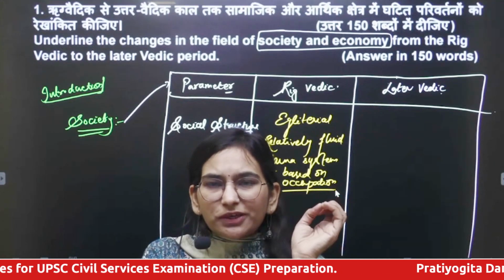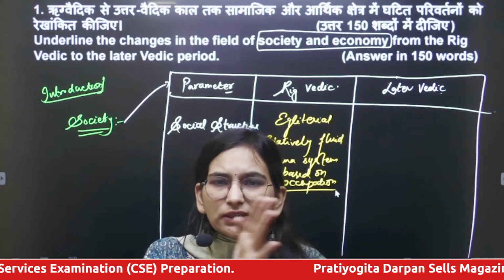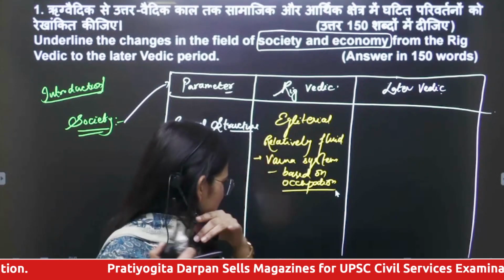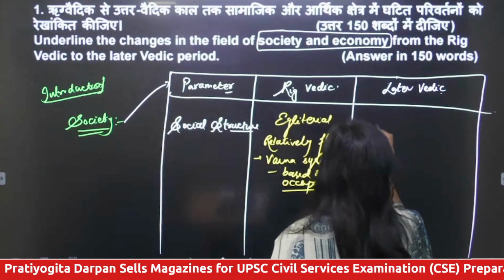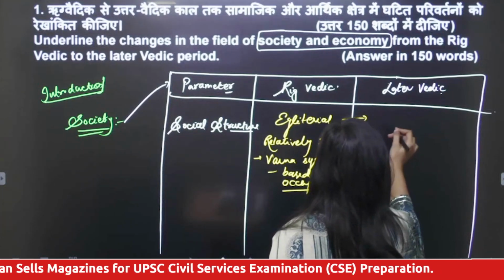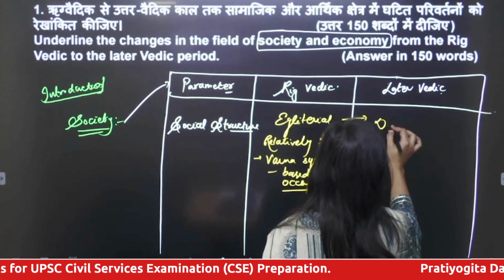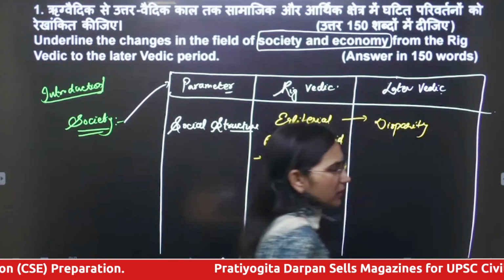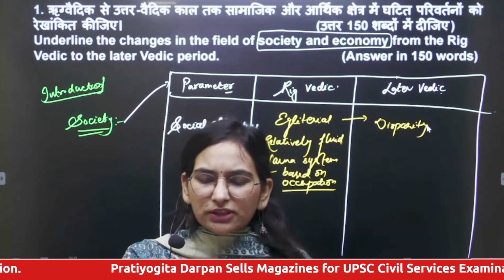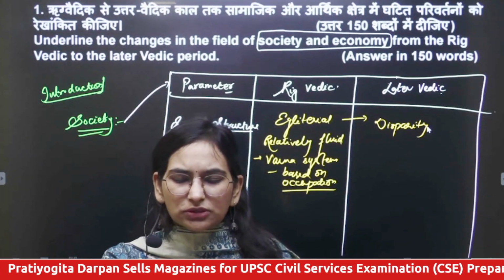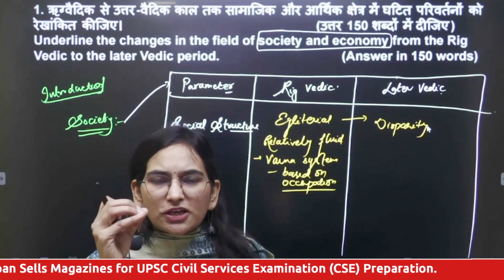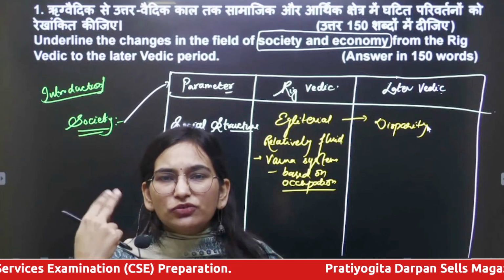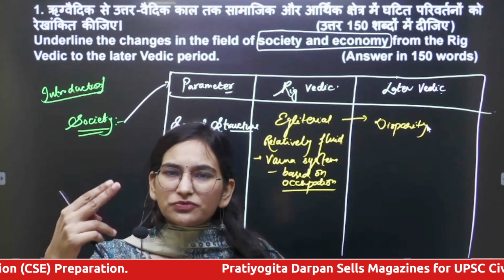But into the later Vedic period, over the time period we will see that this Varna system would become rigid, and society would move from egalitarian to disparity. How was disparity there? See, earlier everything was for self-production or self-sustenance only, but later on the production would be surplus.